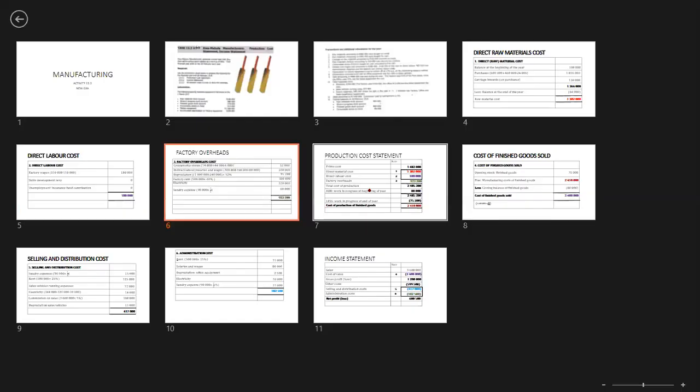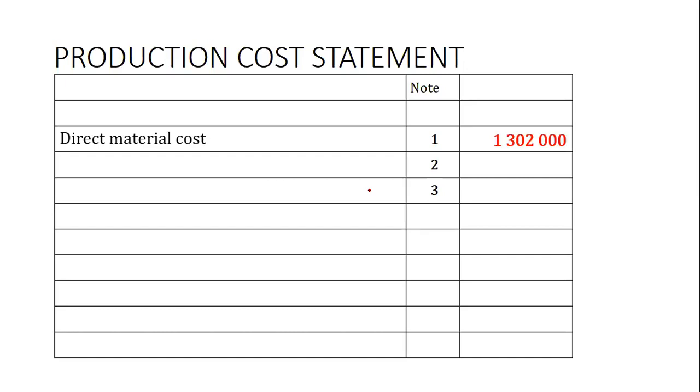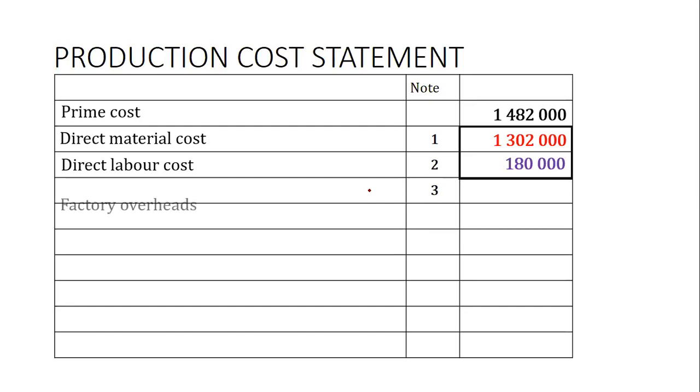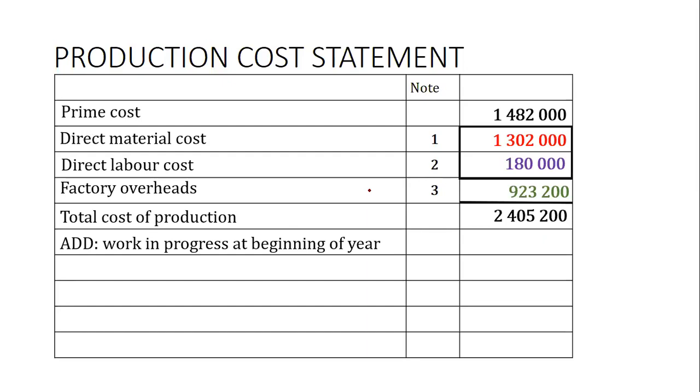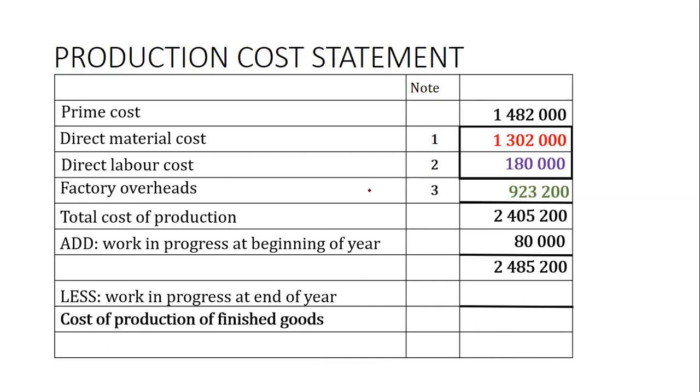In your production cost statement, you'll have direct material, which is 1,302,000. You add it with direct labor of 180,000. It'll give you a prime cost, which is 1,482,000. You will add your factory overheads that I just showed you, which is 923,200. You will get your total cost of production. To your total cost of production, you add work in progress at the beginning of the year, which is 80,000. Add the two, it will give you 2,485,200.